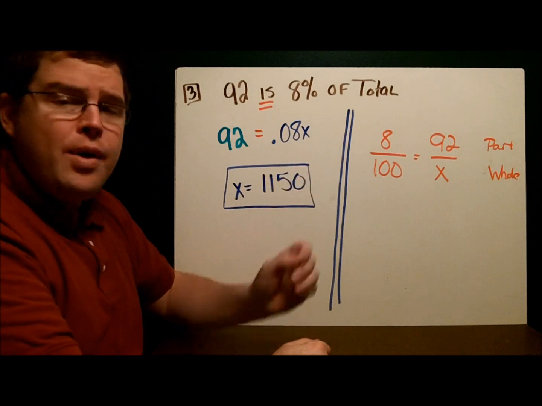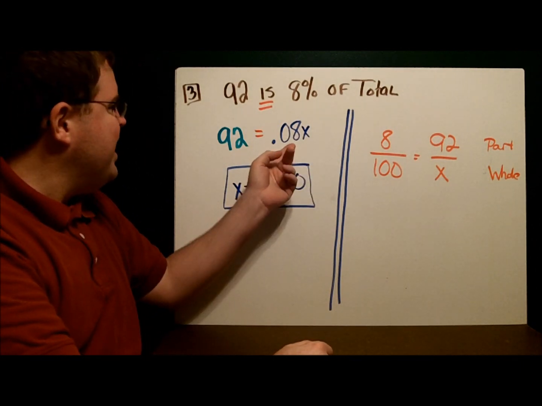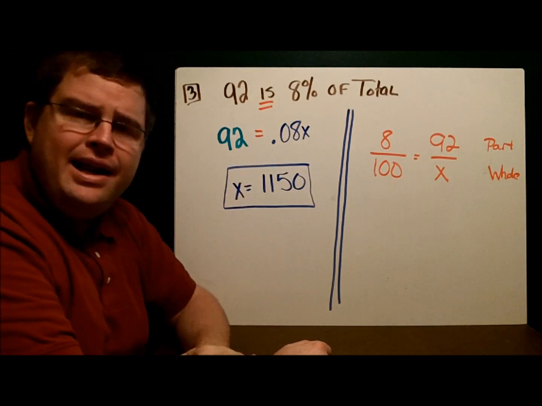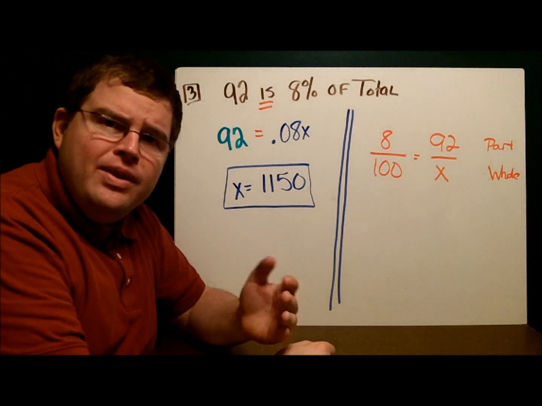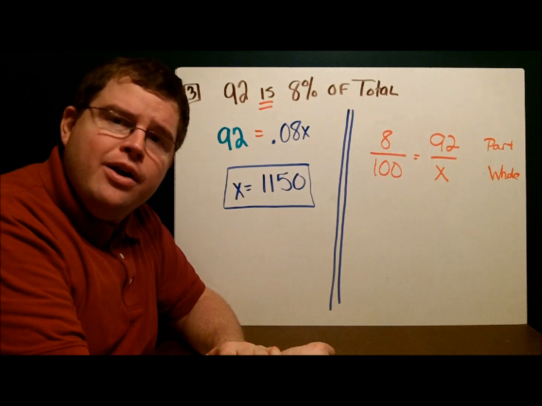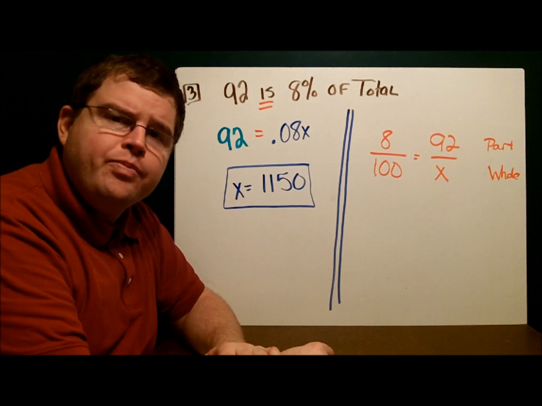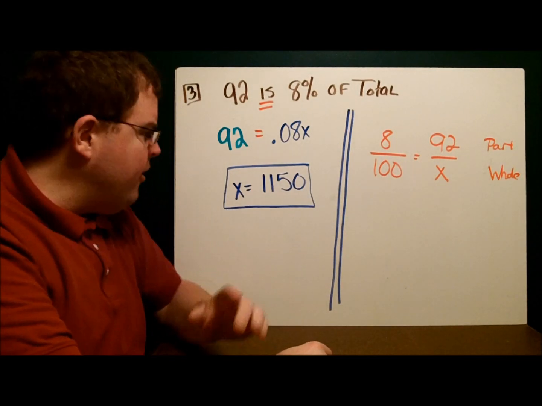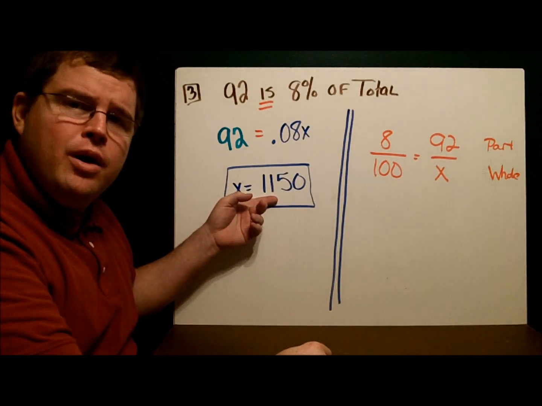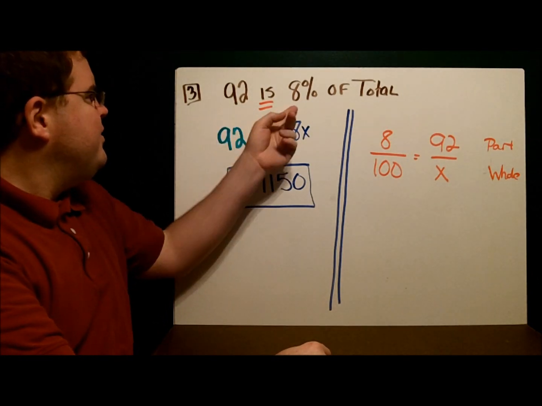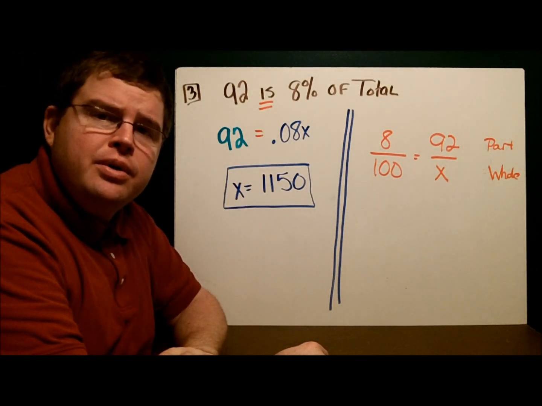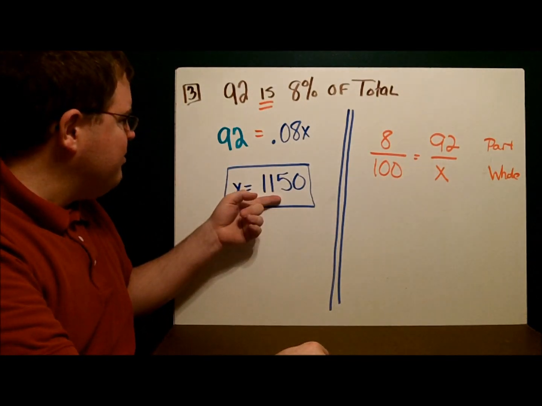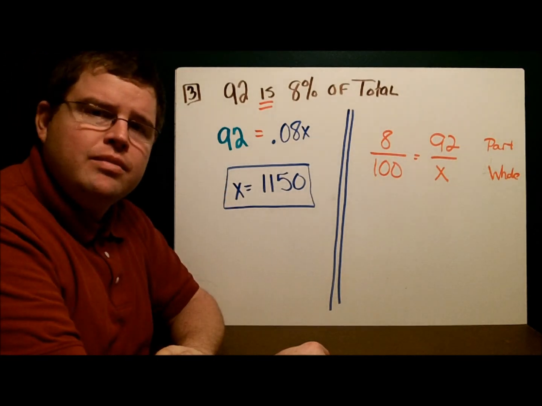Now I have a nice equation that I can solve. Divide both sides by 0.08, and I find out that x is 1,150. This tells me that there's 1,150 students in the school. I could easily check my work. If I take 1,150 times 0.08, it'll come out to be 92. So 8% of this number is 92.